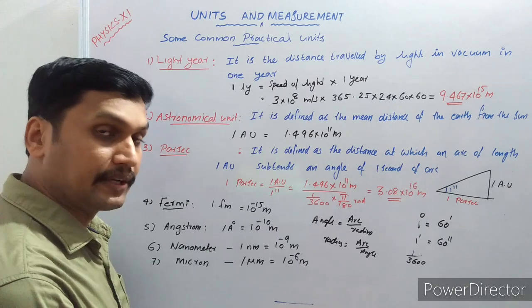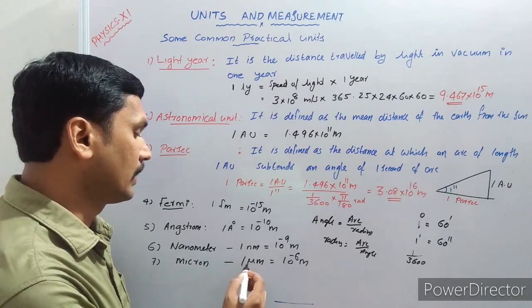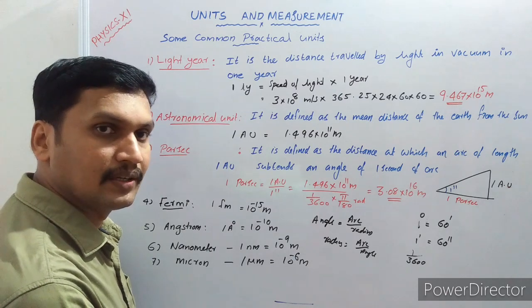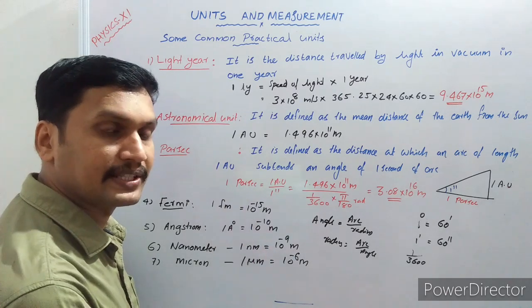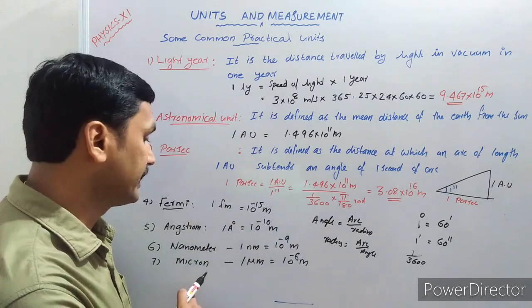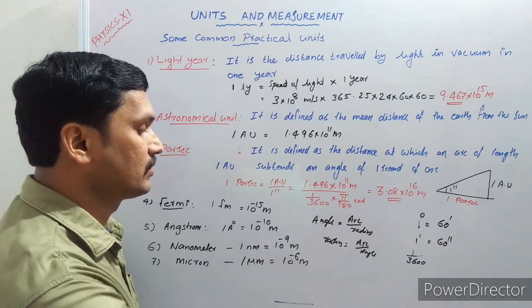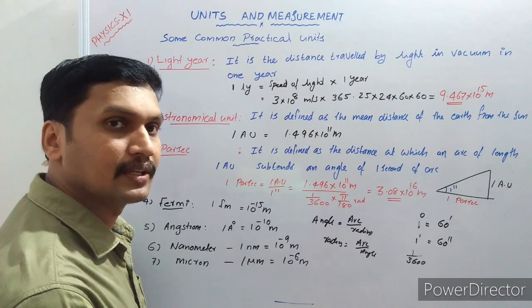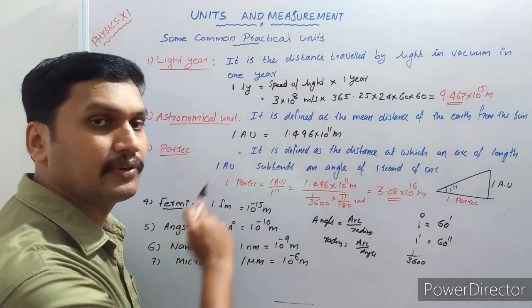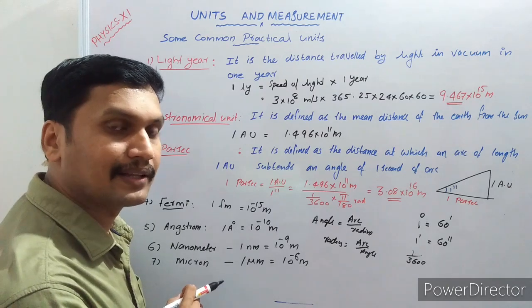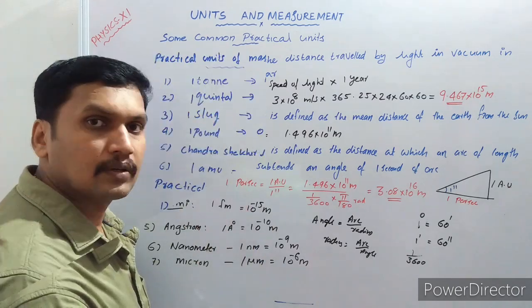Micron or micrometer. 1 micron or 1 micrometer is equal to 10 raised to minus 6 meter. The thickness of some plastic carry bags is measured in microns. These are some common practical units for length measurement other than the SI unit.